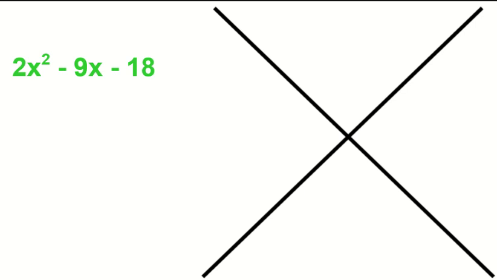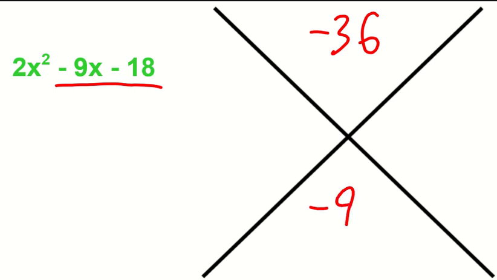This one's got some minuses to it, right? Since we have a minus or a negative for our c value, what that means is we are going to have one positive, one negative number, okay? Which one's going to be bigger, the positive or the negative? Positive or negative, which one's bigger? The negative, because we got a minus for our b value, okay? So that means we're going to have a bigger negative. We do negative 18 times 2. That makes negative 36. We're looking for what adds to negative 9.